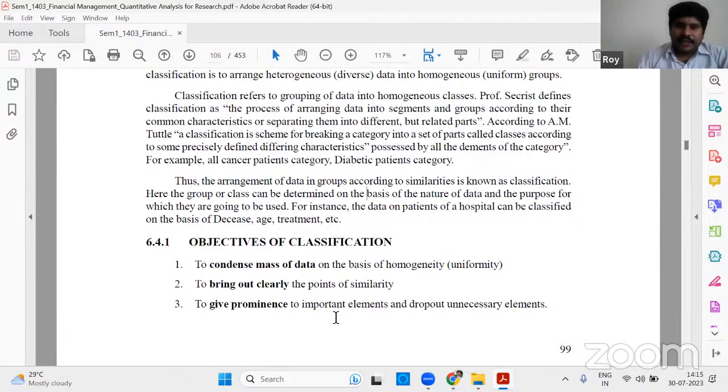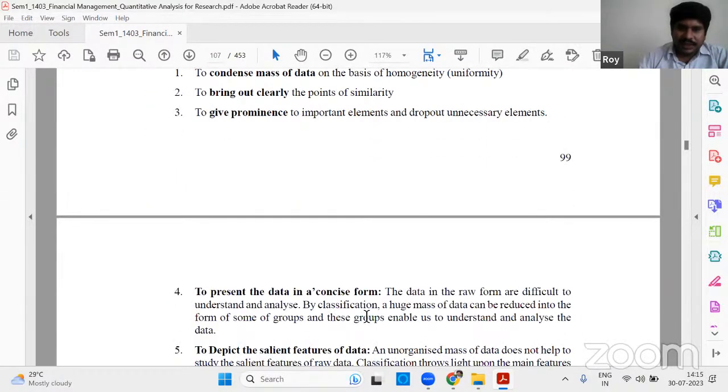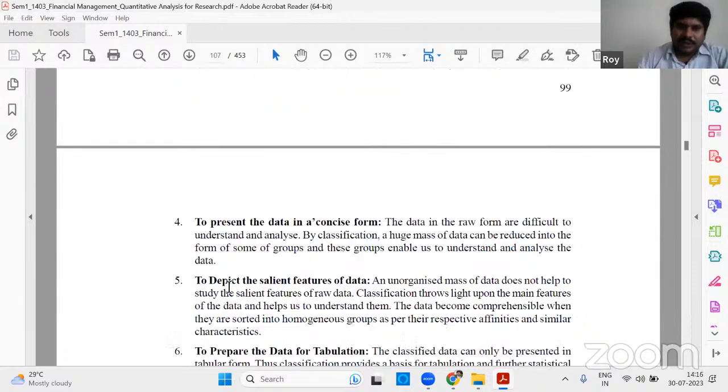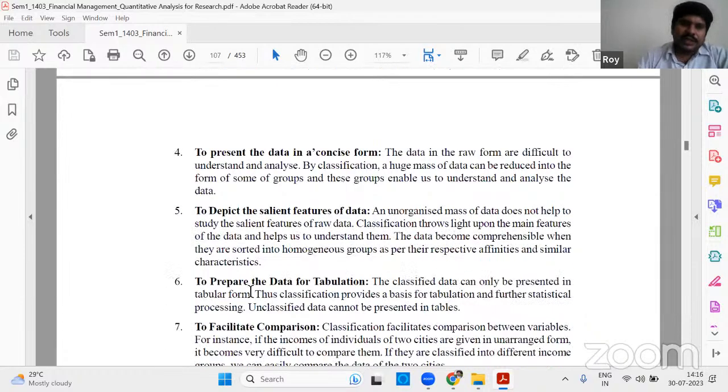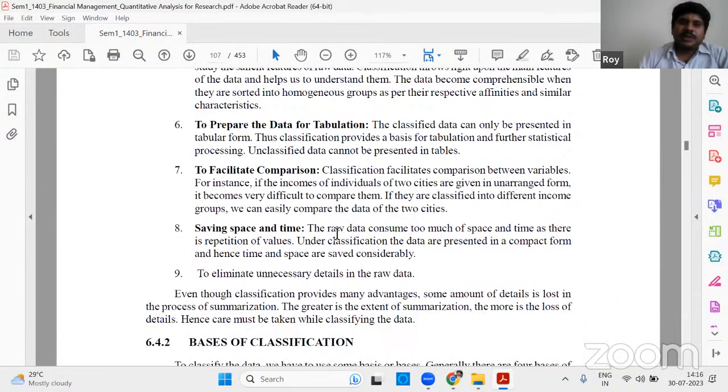Its objectives are to condense the mass of data, and to bring uniformity, which is called homogeneity. It brings out clearly and gives prominence to the important elements, presents the data in a concise form, depicts the salient features of the data, prepares the data for tabulation, facilitates comparison, and saves space and time also.